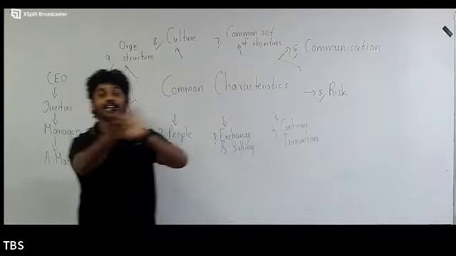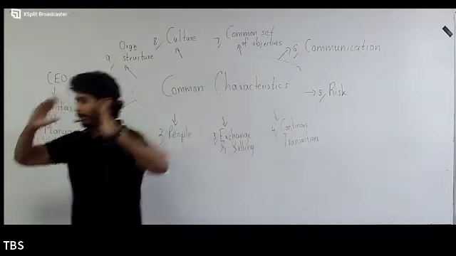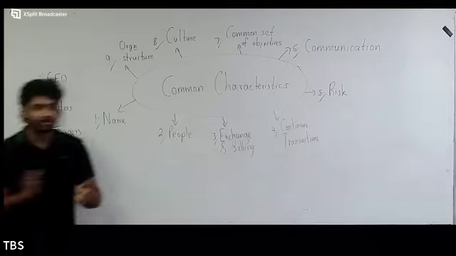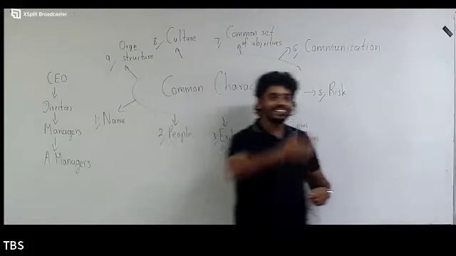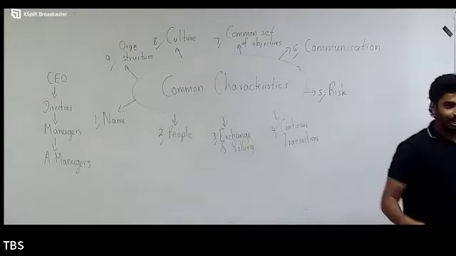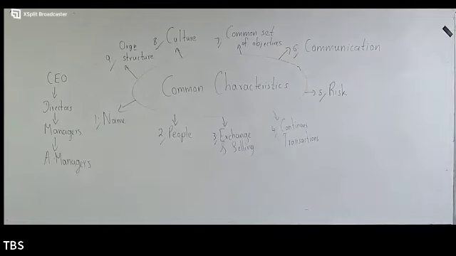Turn the other way around. Online students, stay with me. Don't look at me. You can face that way. Fine, let's do it together. First one, name. Second one, people. Third one, exchange and selling. Fourth one, continuous transaction. Fifth one, risk. Sixth one, seventh one, eighth one, ninth one.